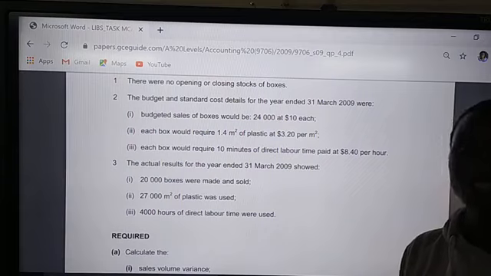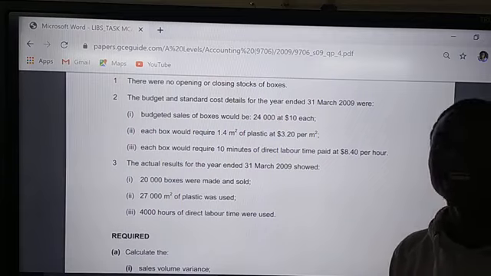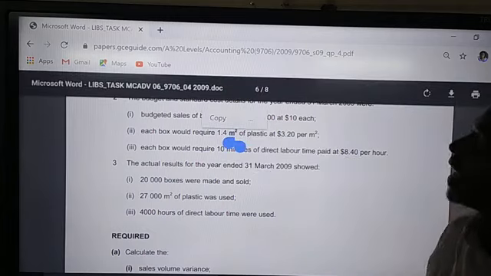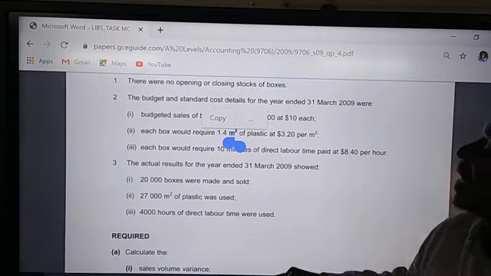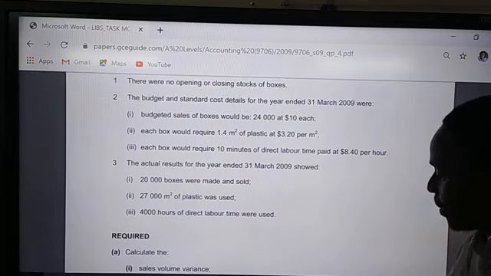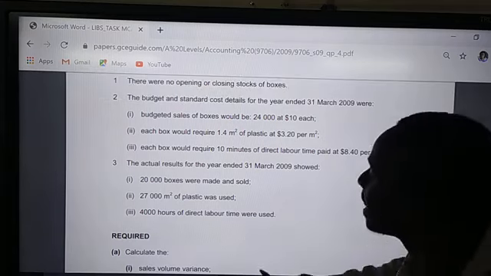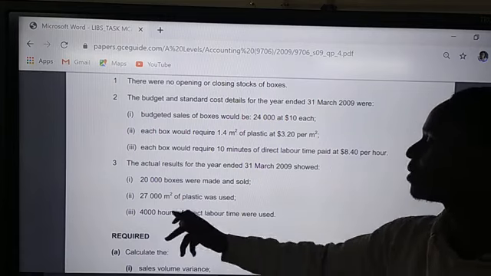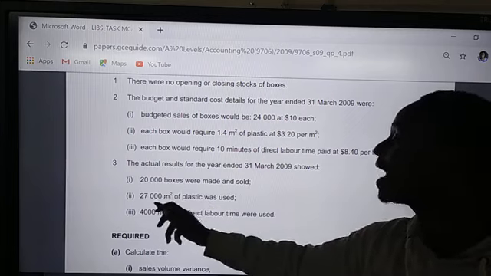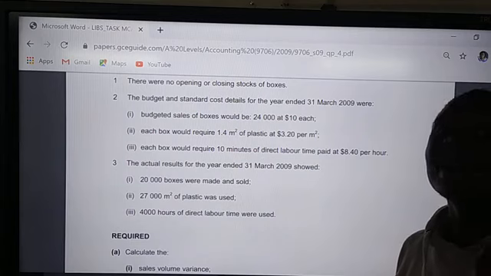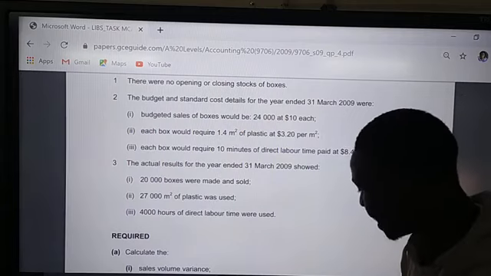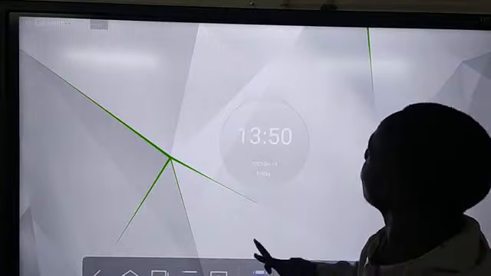Remember from the previous video, I said to calculate standard quantity, which is flexed, it's the budgeted quantity of material to produce one unit, that's 1,4, and we multiply it by the actual units produced to get our standard quantity. Let's calculate the actual quantity so that we don't come back to the question. The actual results for the year, 27,000 meters squared of plastic was used. So our actual quantity is 27,000. But for the flexed budget, it's 1,4 times 20,000.